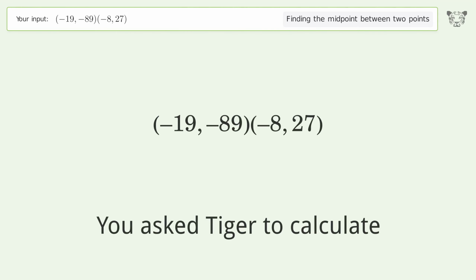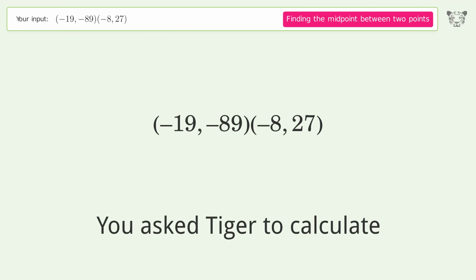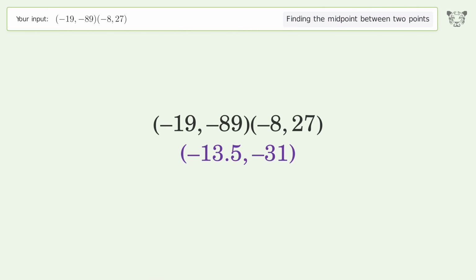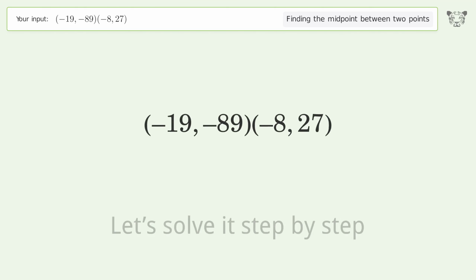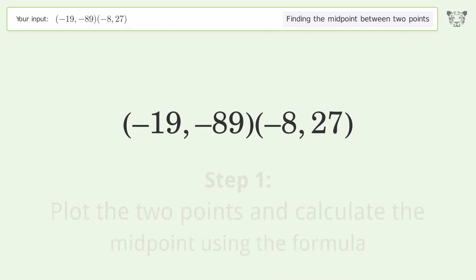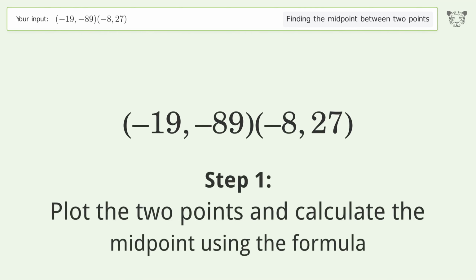You ask Tiger to calculate. This deals with finding the midpoint between 2 points. The midpoint between the 2 points is -13.5, -31. Let's solve it step by step. Plot the 2 points and calculate the midpoint using the formula.